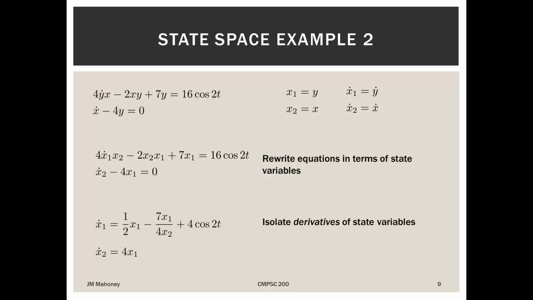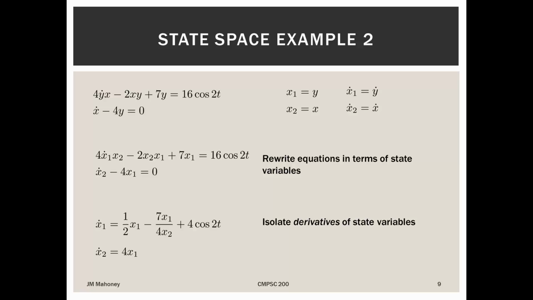So in the first equation, I can move the 2x2 x1 to the right-hand side, and I can move the 7x1 to the right-hand side. I can then divide through by 4. I can then divide through by x2 so that I isolate x1 dot on my left-hand side. If I look at the right-hand side, I have state variables, x1 and x2, that's okay. Even if x2 is in a denominator, that's okay. Plus 4 times cosine 2t, that's also okay on the right-hand side. What I can never have on the right-hand side is a derivative of a state variable, which I do not.